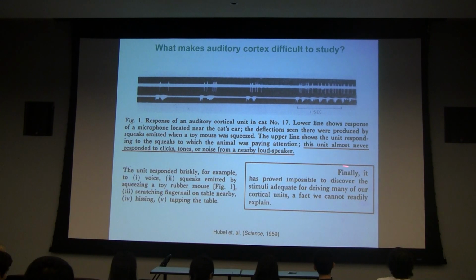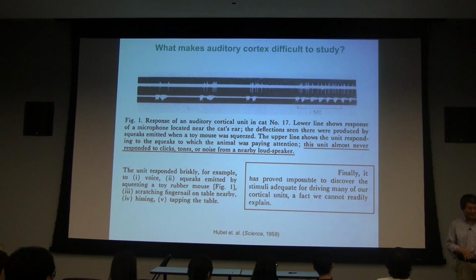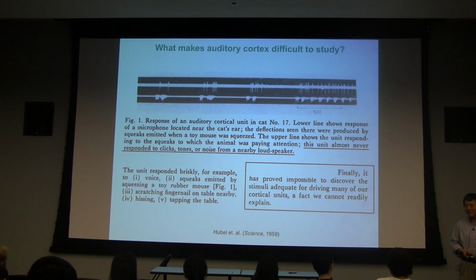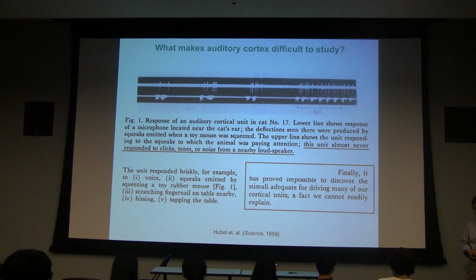Finally, they say, this is the end paragraph of the paper, it has proved impossible to discover the stimuli adequate for driving many of our cortical units, a fact we cannot readily explain. They gave up, moved on, worked on visual cortex, and the rest is history. So they worked on it for a couple of years. And then the chair of that department took the chair of neurobiology at Harvard, and took along these two junior faculty with him to Boston.